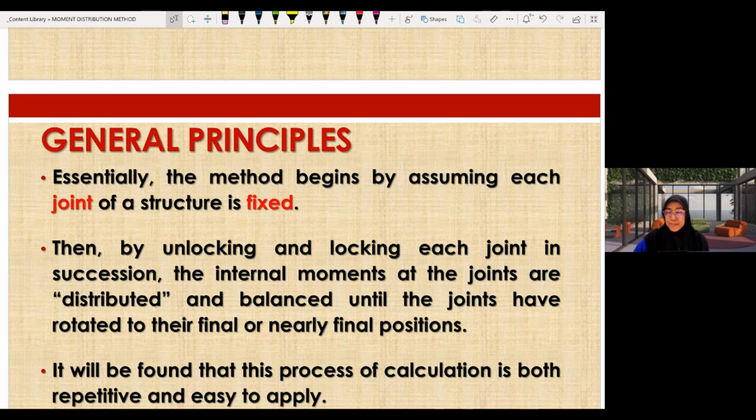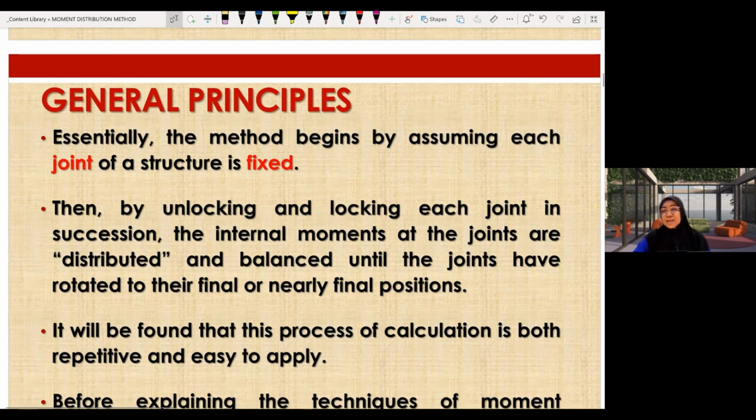We distribute joint moment, and then we carry over the moment. We repeat again, we distribute joint moment, and we carry over the moment. So we have to repeat the process again and again until the final moment in the table at level distribution, because we distribute, we carry over. So when the last distribution reaches zero value, then we have to stop the process. That's the process in the table actually.